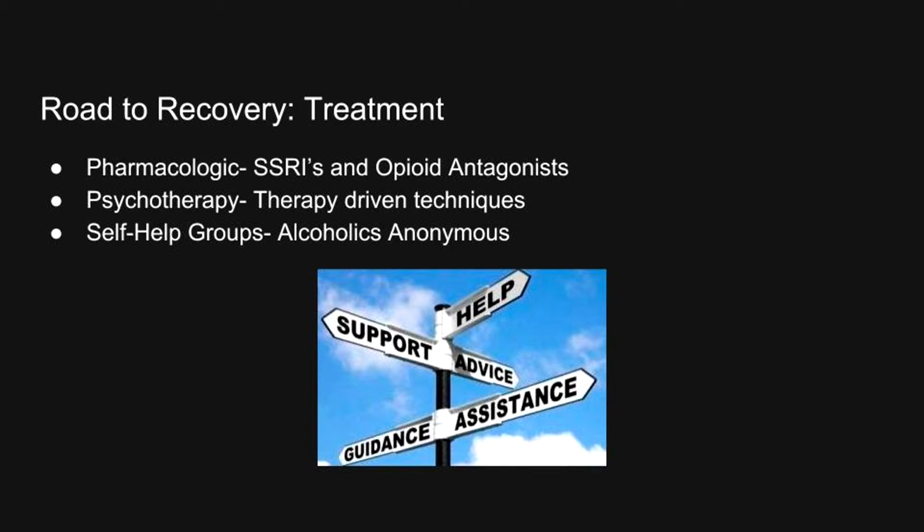Psychotherapy utilizes several therapy-driven techniques that appear to be efficient when dealing with addiction, especially non-substance addiction like gambling. Recall that technology addiction would be categorized as non-substance addiction. Therapy-driven techniques include cognitive behavioral therapy, motivational interviewing, and relapse prevention.